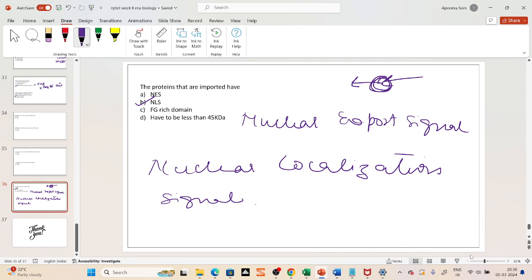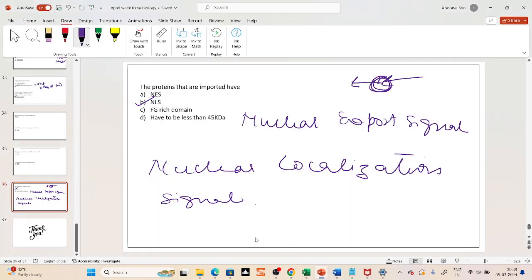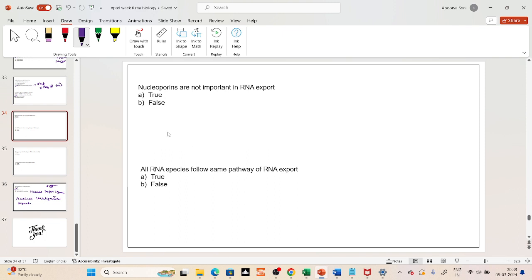It is present where? FG rich domain, we have just learned. Nuclear pore complex. Yes, nuclear pore complex. So good, Jyoti and Tarikshwari. I'm sorry if again I'm pronouncing your name incorrectly. So these FG rich domains are present in the nuclear pore complexes, which are basically phenylalanine and glycine, and which are required for the import or export of your RNA or protein, whatever it is. Now, nucleoporins are not important in RNA transport. True or false?